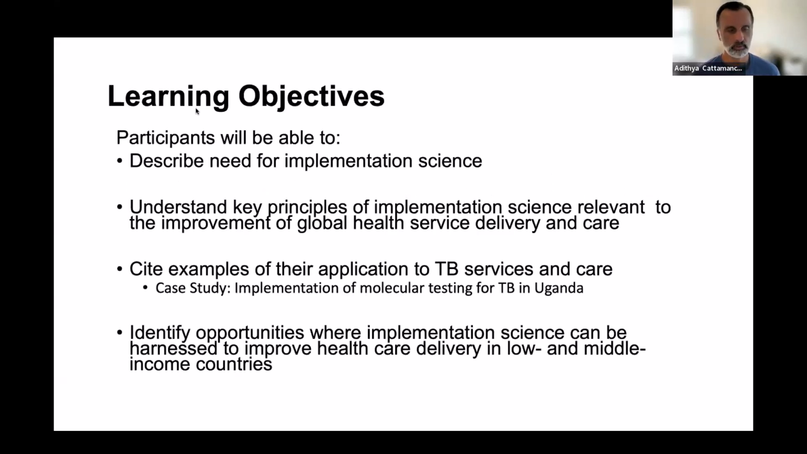So these are the learning objectives. We hope at the end of this combined session, participants will be able to describe the need for implementation science, understand key principles of implementation science relevant to the improvement of global health service delivery and care, cite examples of their application to TB services and care. And for us, we'll go over a case study focused on implementation of molecular testing for TB in Uganda. And then through all of this, we hope this will help you identify opportunities where implementation science can be harnessed to improve healthcare delivery in low and middle income countries.